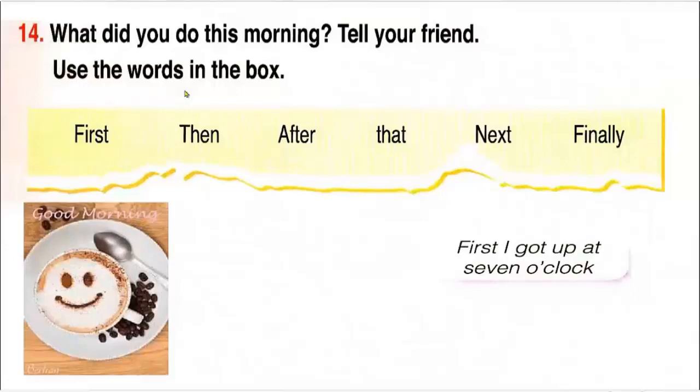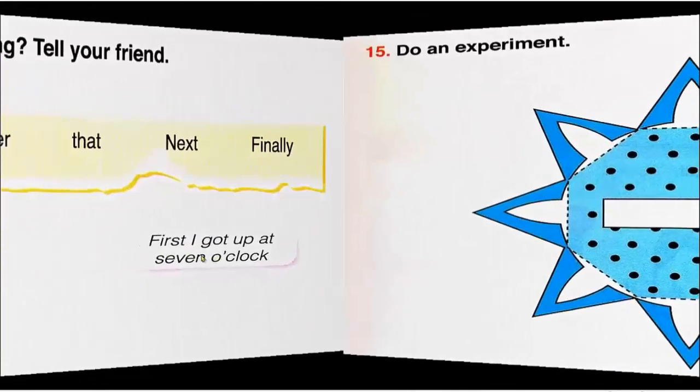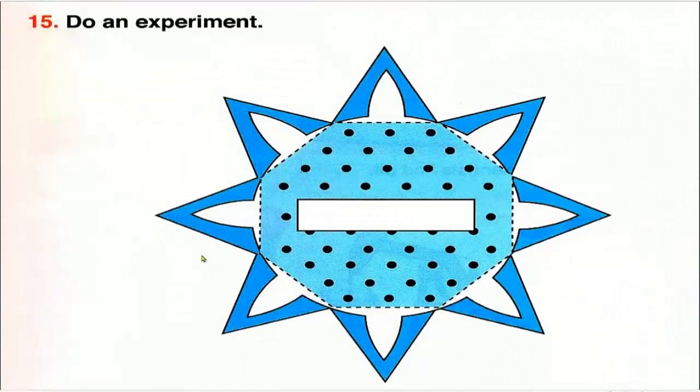When you tell a story or tell the daily routine, we use these sequence words. First, then, after that, next, and finally. Let's apply these sequence words in doing an experiment.